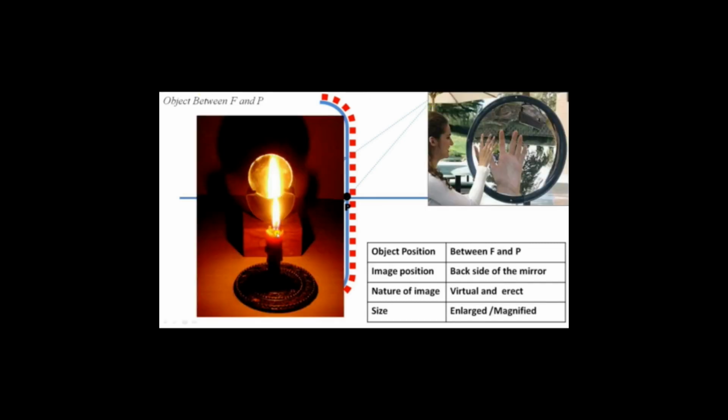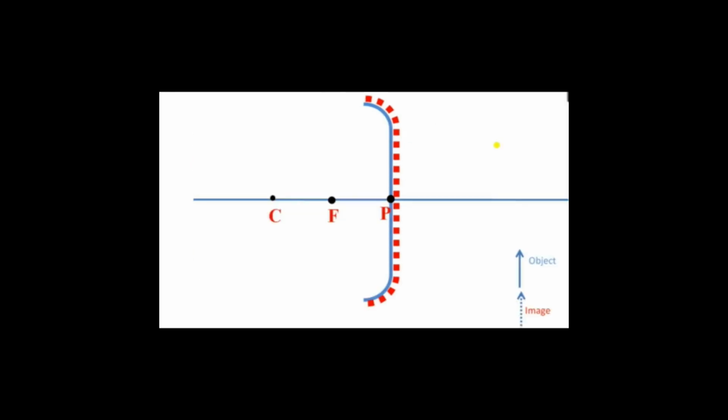You can see this candle is placed very near to the mirror and you can see the size of the flame of the image, it is very large. And out here, this hand also, the image is very large. And this image we cannot obtain on a screen. If we keep the screen also, at that time we will not get any image. But in all the previous cases we have got the image on the screen, because a real image can be obtained on a screen.